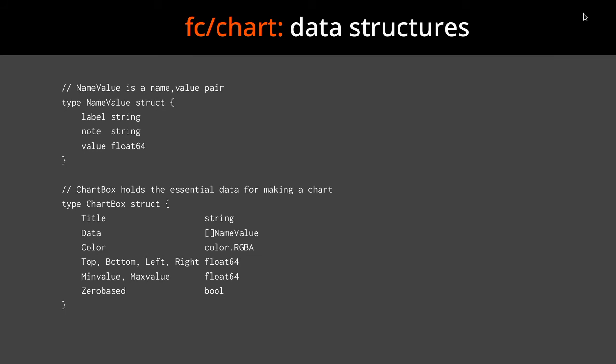These are the data structures for FC/chart. The heart of it is a name value pair, but there's also another element for notes, for example. But the big thing is what I call a chart box, which includes a name value pair, but also other metadata, like the title of the chart, the color, where it sits on the canvas, its top, bottom, left, and right, its min or max value of the data, and whether the chart is going to be zero based or not on the canvas.